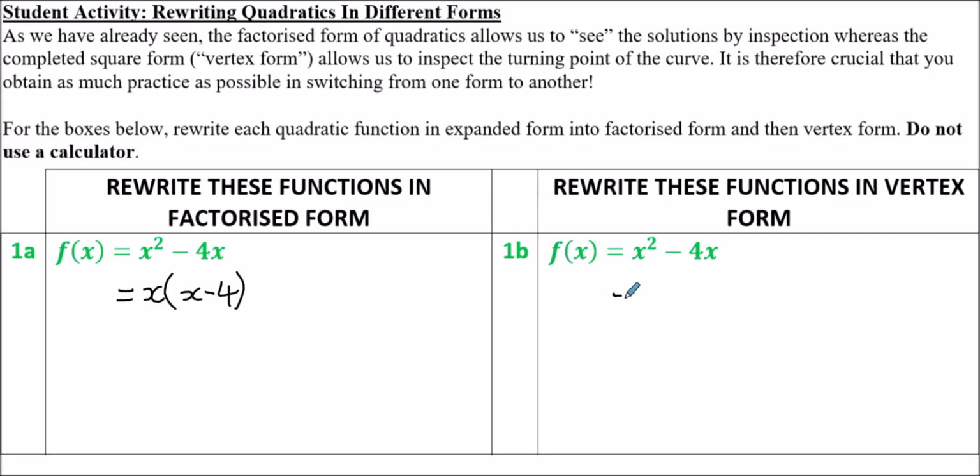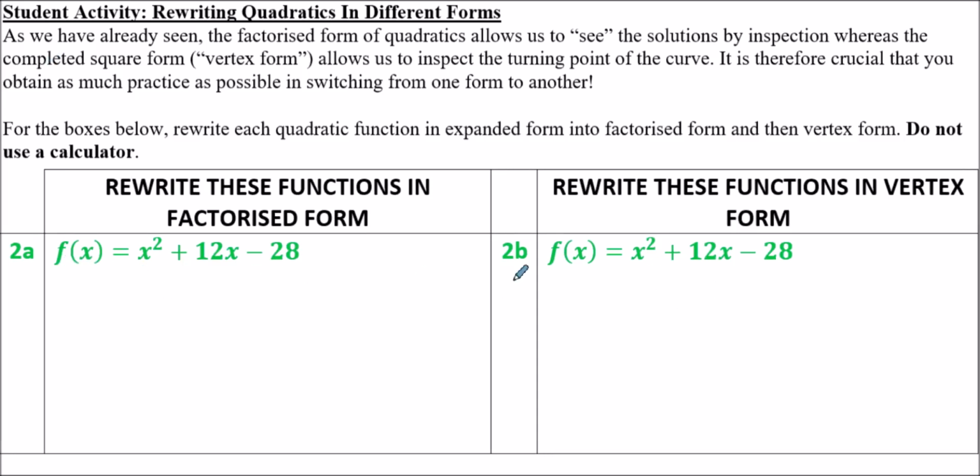Here we can complete the square, and so we put the x in the brackets. We half the coefficient of this x here, so half of minus 4 is just minus 2. We square all of that, then minus off this term all squared, so we subtract off 4. So that's question 1, part A and B complete.